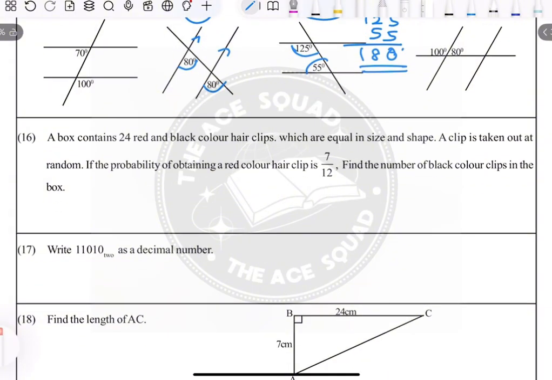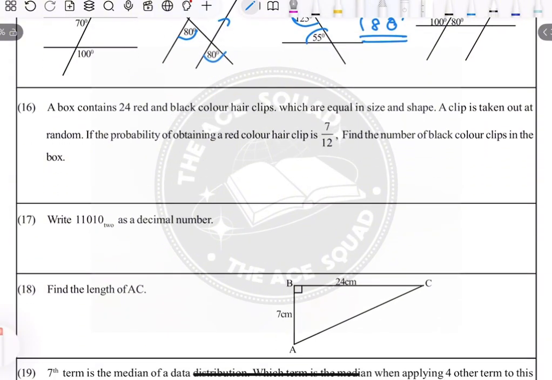Okay, moving on. Question number 16. A box contains 24 red and black color hair clips which are equal in size and shape. A clip is taken out at random. If the probability of obtaining a red color hair clip is 7/12, find the number of black color clips in the box.